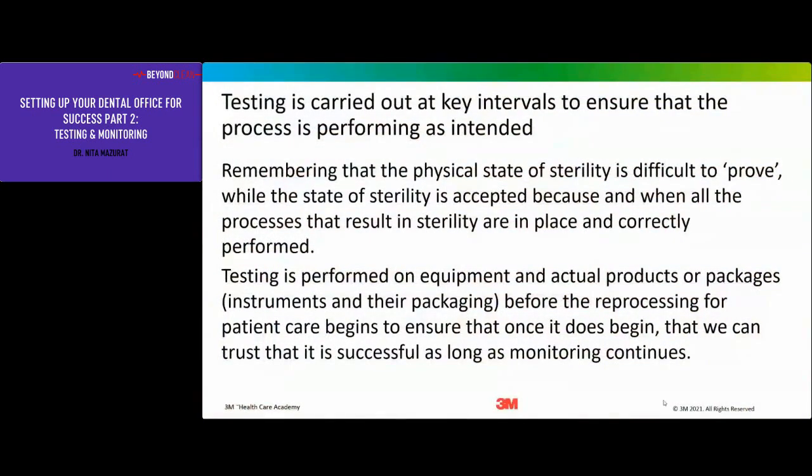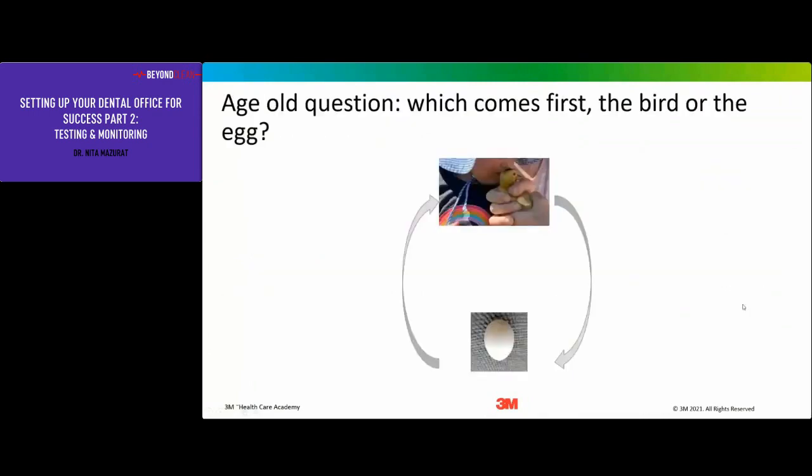Testing is performed on equipment and actual products or packages before the reprocessing for patient care begins. And this is what's termed qualification. And then afterwards, we continually monitor to make sure that everything is in place.